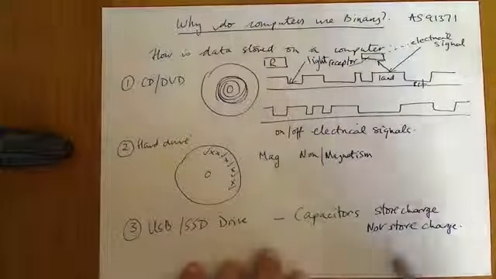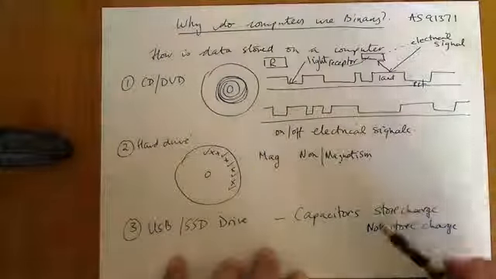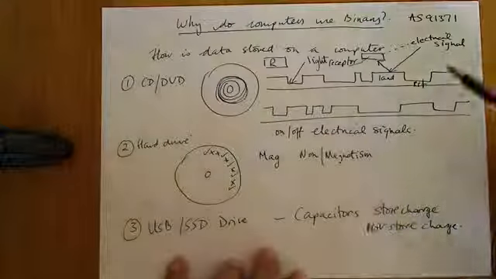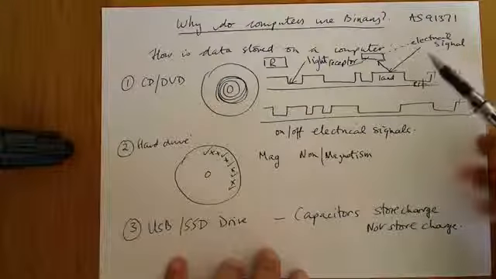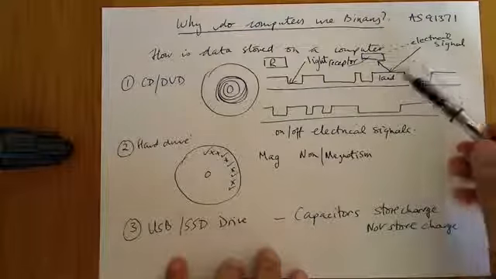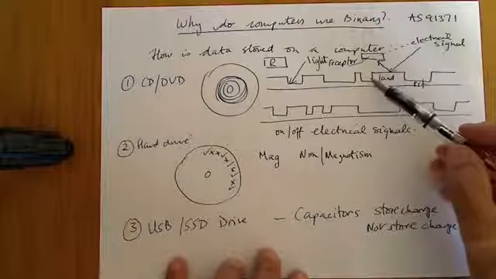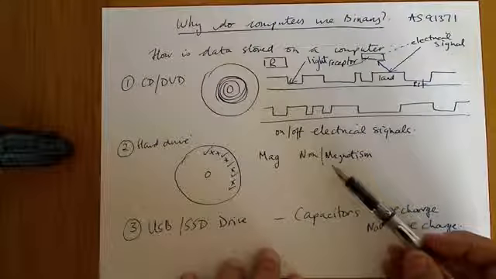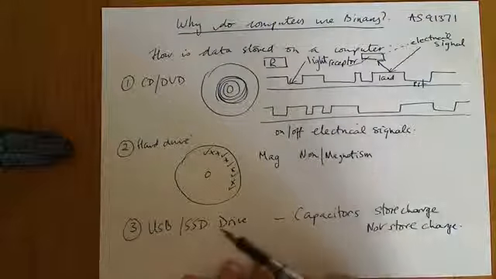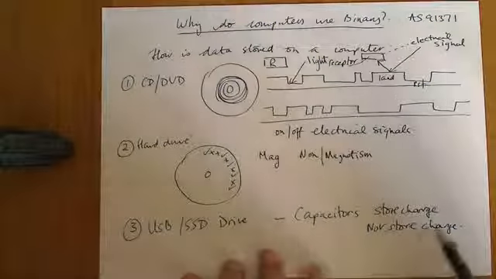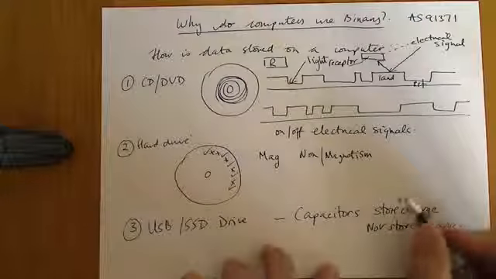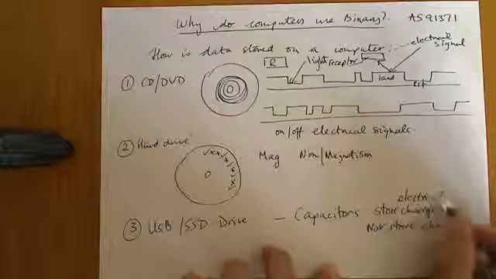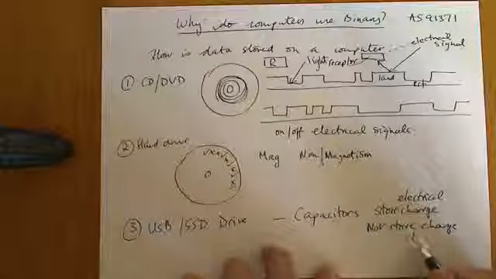So what have all these got in common? Well, they all rely on two states. A DVD relies upon either an electrical signal created by a land or no electrical signal. We've got a hard drive that's either got magnetism or no magnetism. And we've got a USB drive that's either stored a wee electrical charge or not stored an electrical charge.